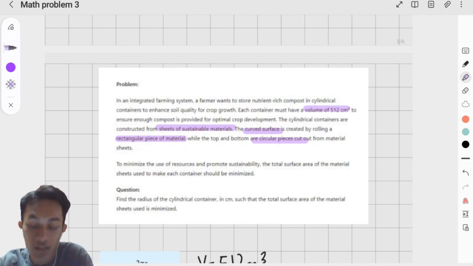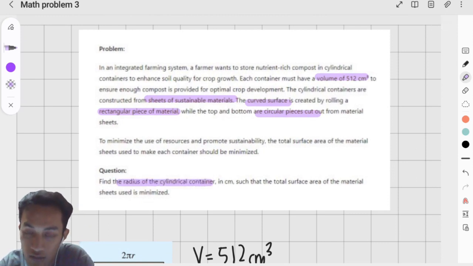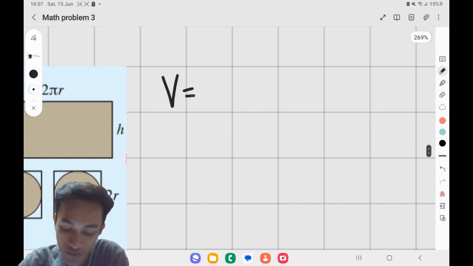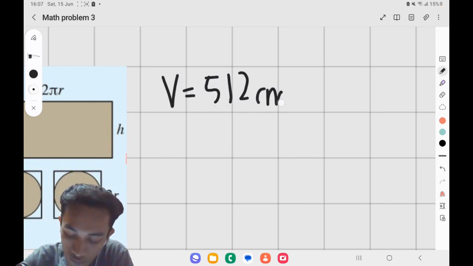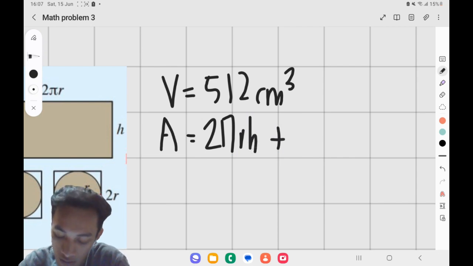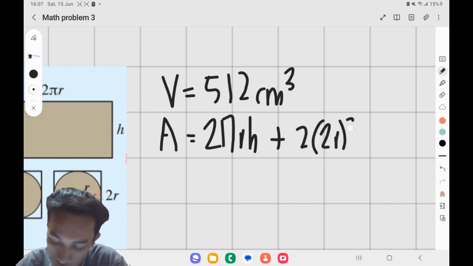So the question is, find the radius of the container in centimeters such that the total surface area of material sheet used is minimized. Let's come up with the data first. V equal to 512 cm³ and total surface area A equal to 2 pi r times h, which is the body part, and the top and bottom part we got 2 times pi r square.